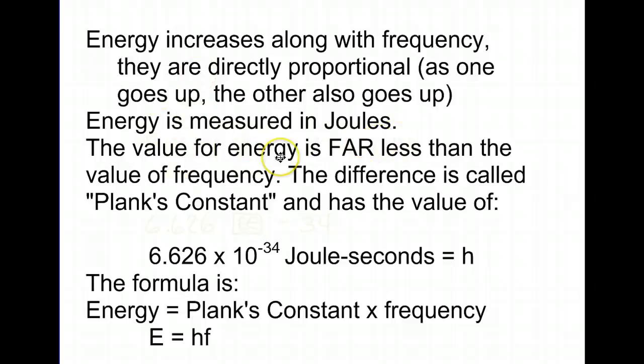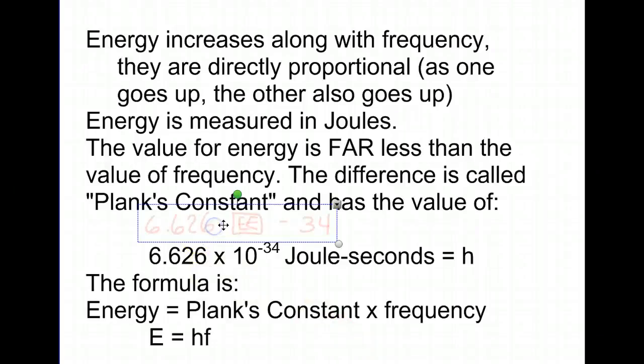Now the value for energy is really tiny compared to the value for frequency. The difference is something called Planck's constant. There's a fellow named Planck who came up with this relationship between energy and frequency. And Planck's constant is 6.626 times 10 to the negative 34th joule seconds. And the letter that stands for Planck's constant is the letter H. So this is a really tiny number. That means each wave has teeny tiny amounts of energy. It's lots of light together that makes lots of energy.